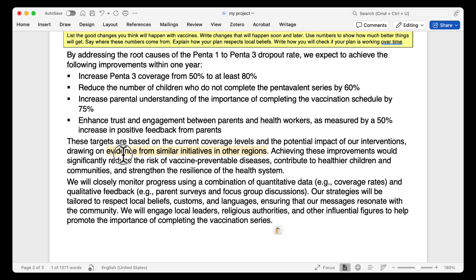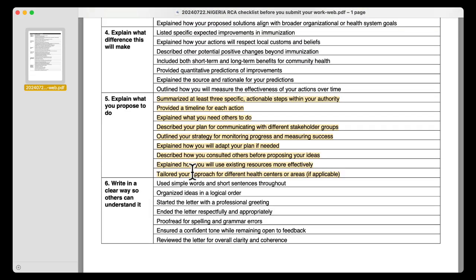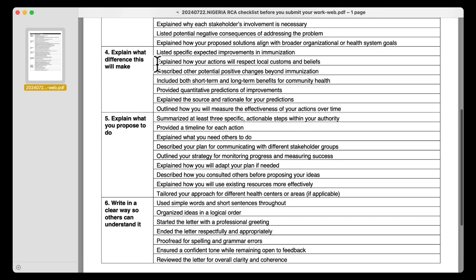Evidence from similar initiatives in other regions. What is this evidence? This sounds vague, and it sounds like the author is just trying to say something that sounds good. Achieving these improvements would significantly reduce the risk of vaccine-preventable diseases, contribute to healthier children, strengthen the resilience of the health system. I'm not sure how it would strengthen the resilience of the health system. It sounds like a good thing to say, but I don't feel like in this project so far that it actually shows you that. So again, you can go to the checklist, and here, explain what difference you'll make.